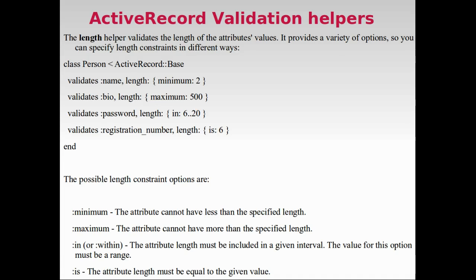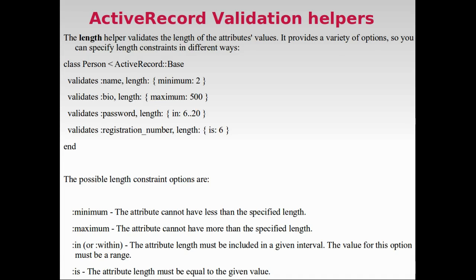They are maximum, in, is. The minimum attribute, what we had used earlier, specifies a length that the attribute cannot be less than. The maximum will specify a value that the attribute should not be more than. Similarly, in or within, the attribute length must be included in a given interval. The value for this option must be a range. So here the password length of characters should be between 6 and 20. The is attribute is used to specify an exact number of characters that the attribute value should contain. So here the registration number should be exactly 6 characters.